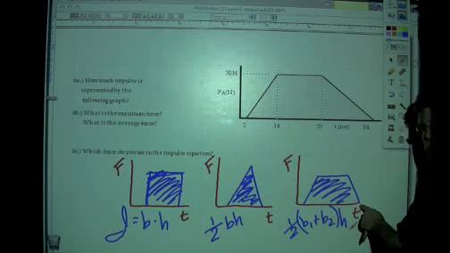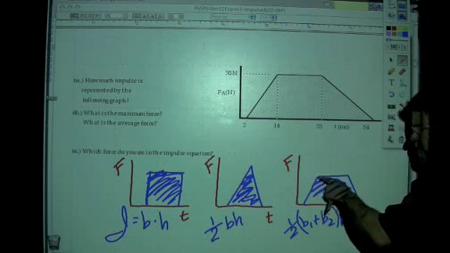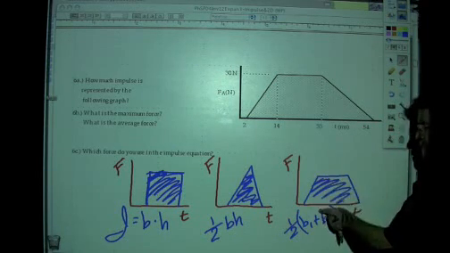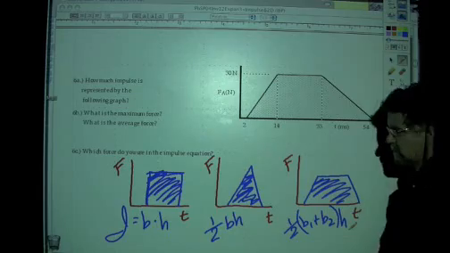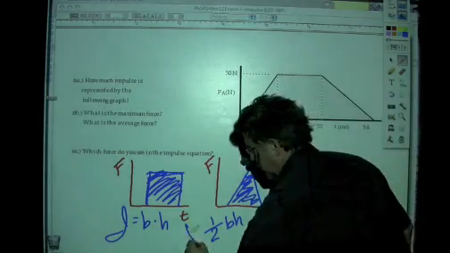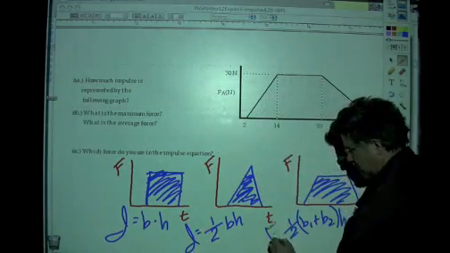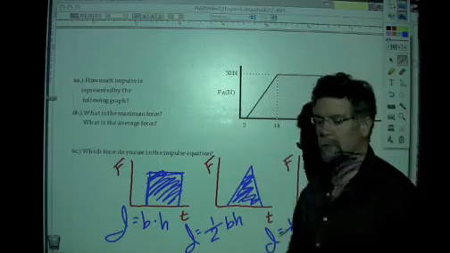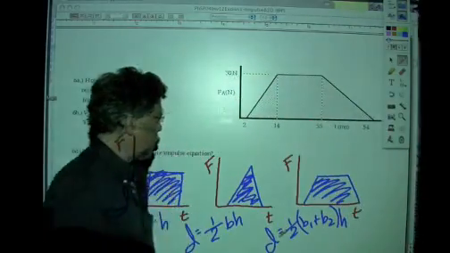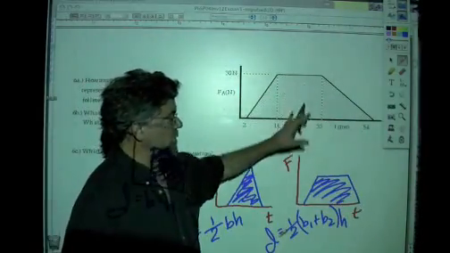Now we have two bases. We have the base here, and we have this new base because they cut off the top. So 1/2 base 1 plus base 2 times height. So all of these would be examples of impulse. Okay? All right. So in general, these are the only three we'll do.